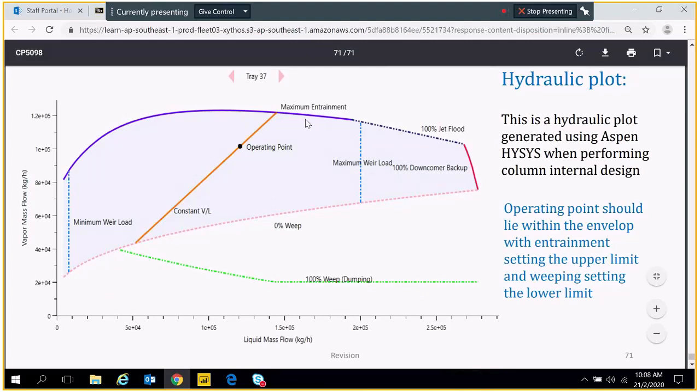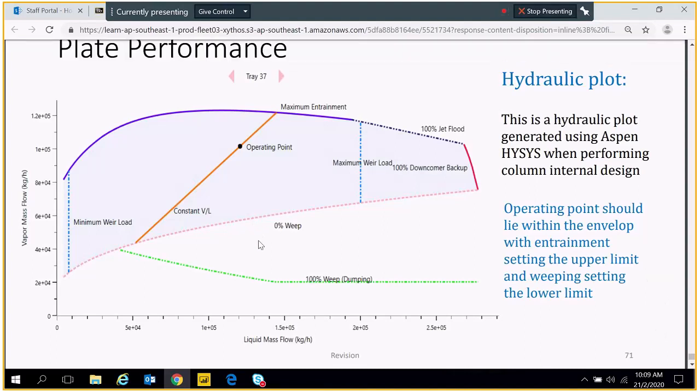This is very important. You see this in the exam question. Maximum entrainment means this is the vapor mass velocity, y-axis. X-axis is the liquid mass flow rate. If it's between the purple and the dotted line here, it means good. You're between the maximum entrainment and the 0% weep. Anything above means flooding. It means the liquid touches the tray above, it's flooding. Anything below means liquid starts to pass through the holes and go to the tray below. This is called weeping.